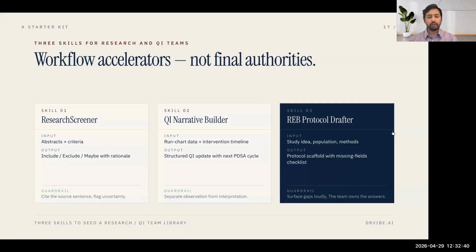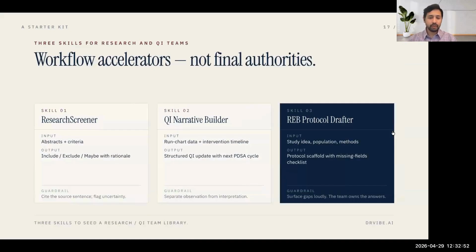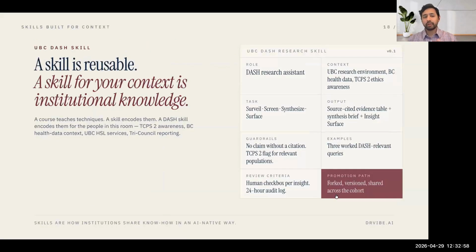And the reason it's so valuable in research is that because you have all these different tools that are accessible, we can build skills around them and automate a lot of those things. So the ones I wanted to show were these two, of course, the QI narrative builder and the protocol drafter. And we'll try to demonstrate that in Claude as well, to hopefully see how powerful they can be.